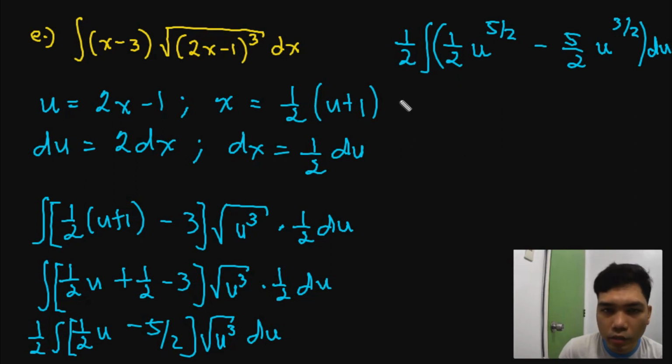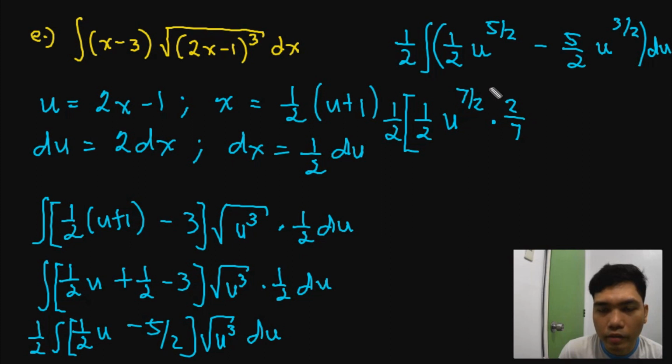Integrating this, what we'll be getting is 1/2 times 1/2 u raised to 7/2, because if you add 1, this becomes 7 halves. And of course, you need to multiply this with the reciprocal, or divide by 7 halves itself. So that becomes 2 over 7. And then for this one, we have minus 5 halves, u raised to 5 halves, and you multiply this with 2 fifths. And then you add the constant of integration.